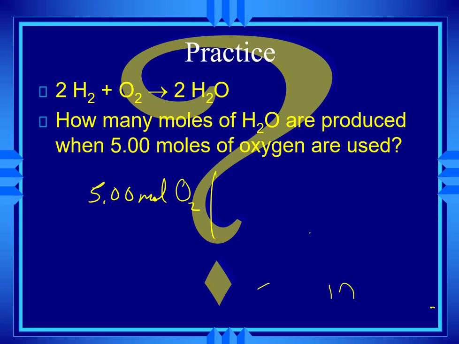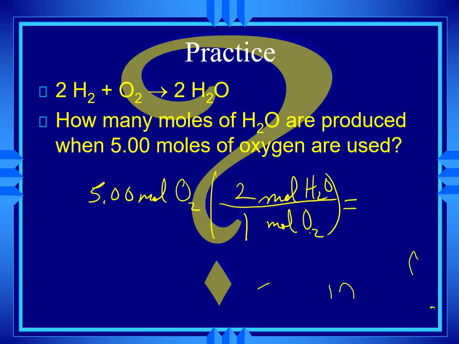Well, get rid of moles of O2. Change it to moles of H2O. 1 mole of O2 for 2 moles of H2O. So my answer is 10.0 moles of H2O. 2 times 5 is 10. 10 with 3 sig figs is 10.0.